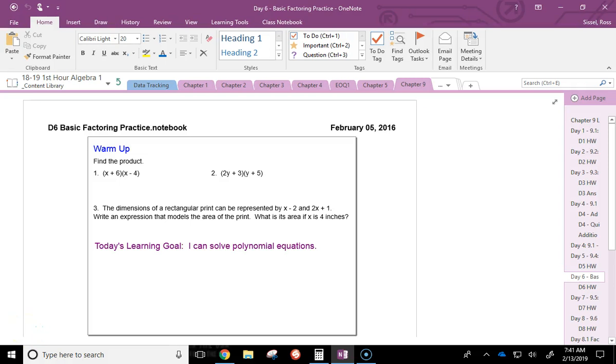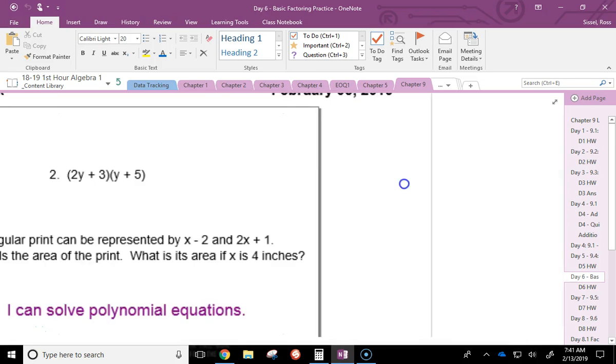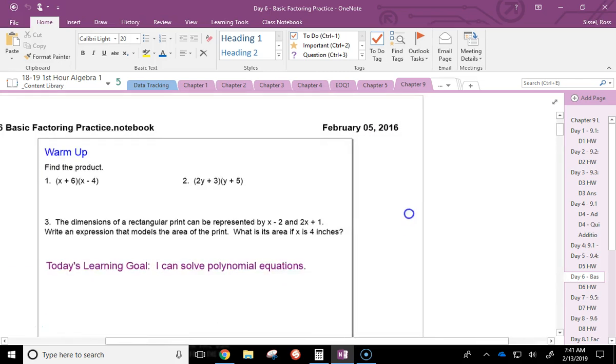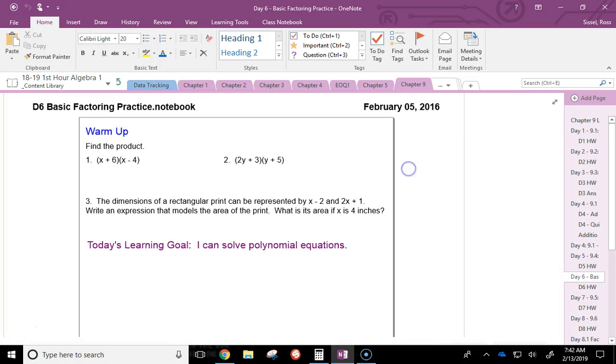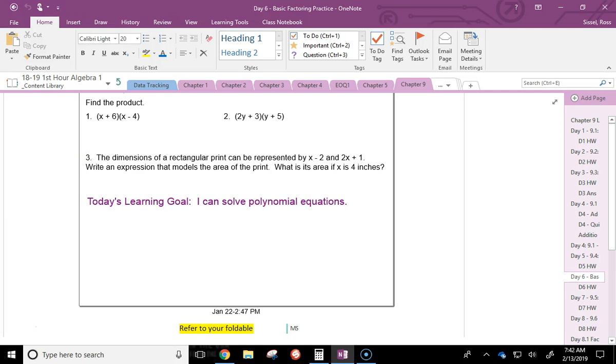Alright, we are starting. We are doing our warm up. Find the product. We're on day 6, so it's really not lesson 9.5. We're going to spend one day doing basic factoring practice, kind of like what we were doing yesterday, a little bit different to it. I don't think it'll be too difficult as long as we're paying attention. I think you guys will catch on very quick. So let's do these and get through them.